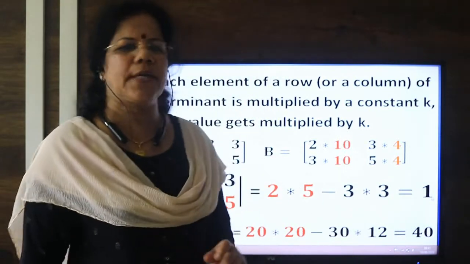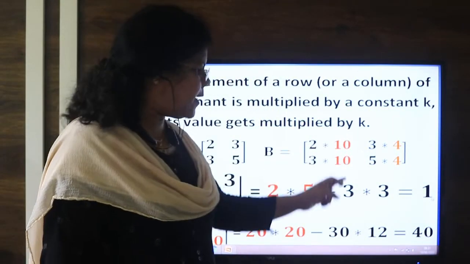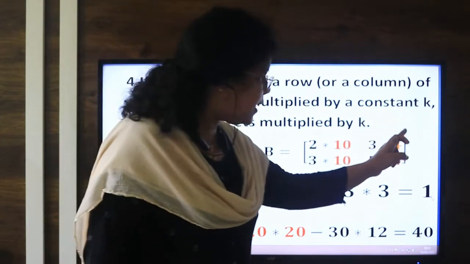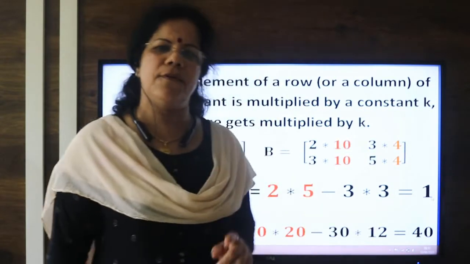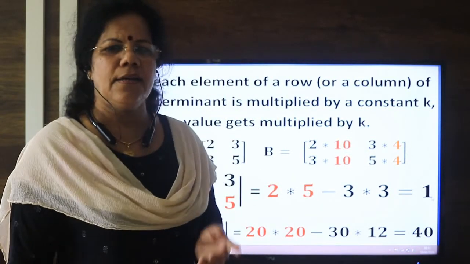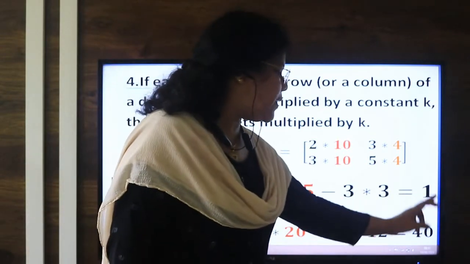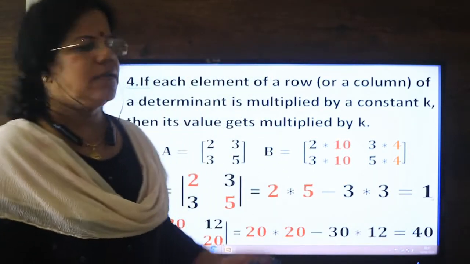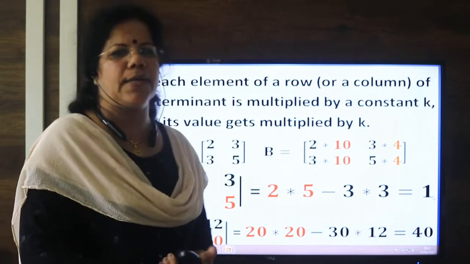How does this 1 become 40? First we multiplied with 10, and again the second column with 4. So 10 into 4 is 40. So ultimately the result is 1 into 40, 40. This is because both the columns are multiplied.